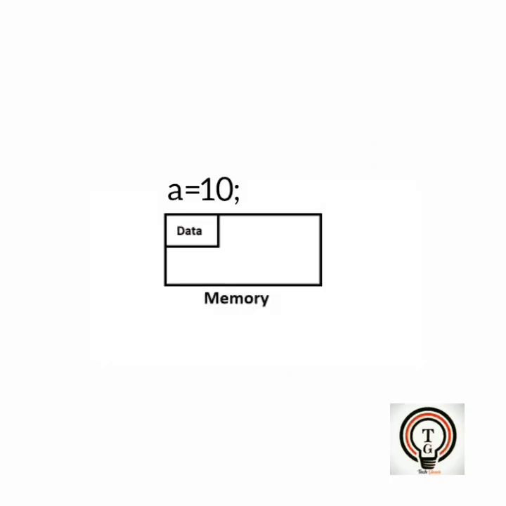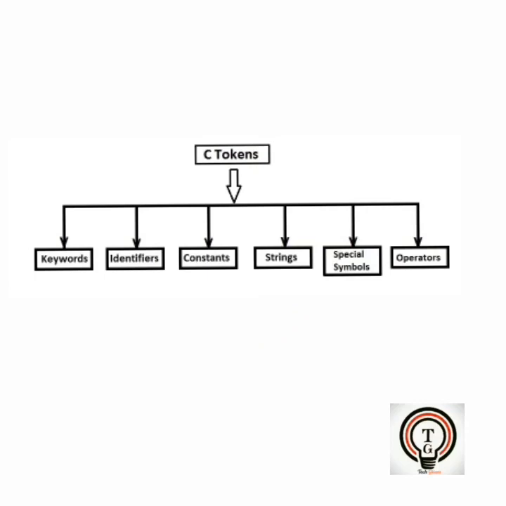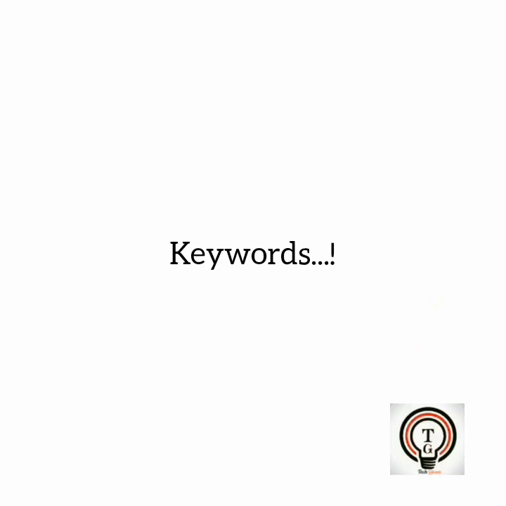In the previous lecture, I introduced the concept of variables. It is one of the C tokens. What are C tokens? In C programming, the smallest individual unit is known as a C token. There are six types of C tokens. They are keywords, identifiers, constants, strings, special symbols, and operators. Let us discuss one by one.